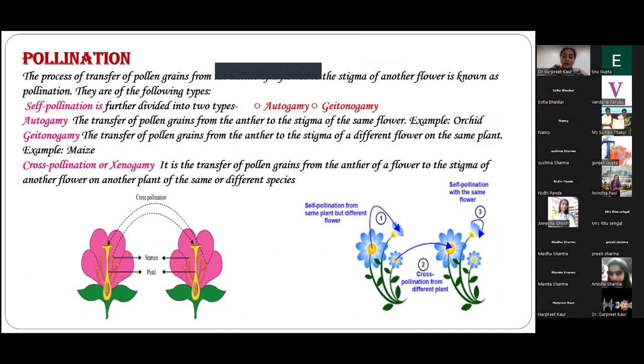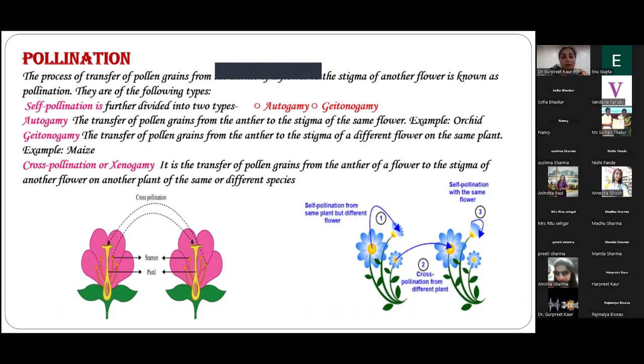One example, one true thing I want to quote over here. During COVID, there was news that in China, honeybees were not there. And for the pollination of pears, people were standing on the trees and brushing the pollen onto the flowers so that pollination could take place and pears could be obtained. So pollination is a very, very important step for further fertilization of the male and female gamete.